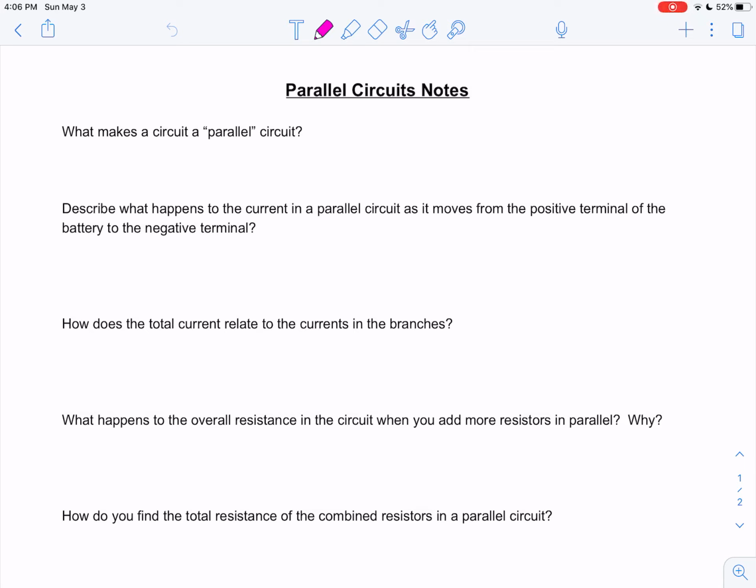All right, so here's some review notes on parallel circuits. So just be careful now. All the rules that you used last week for series circuits, remember, they do not apply anymore, okay? All right, so what makes a circuit a parallel circuit? Mainly, there are multiple paths, or sometimes we call them branches, okay?